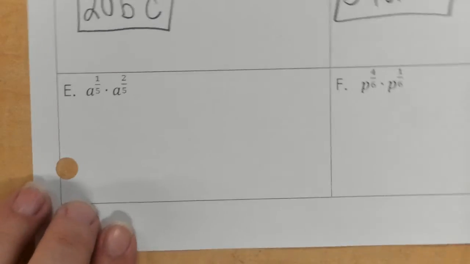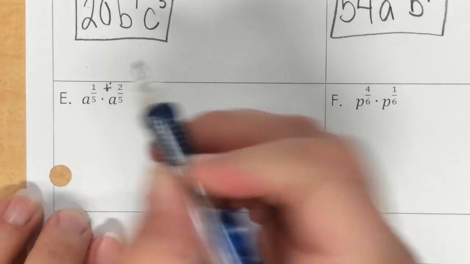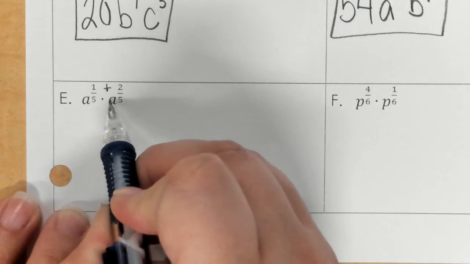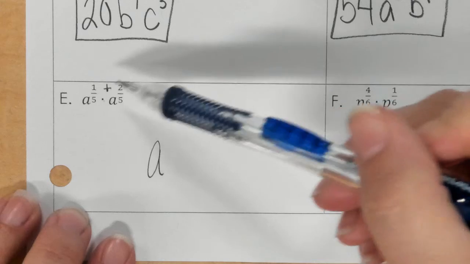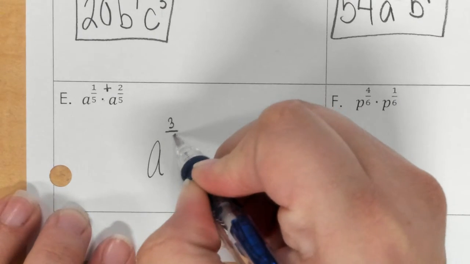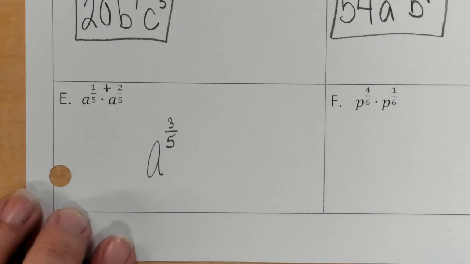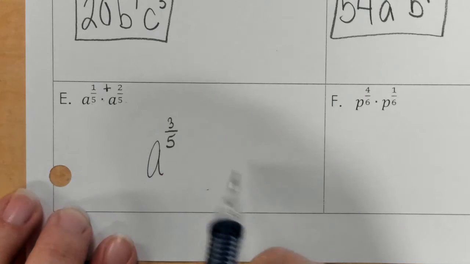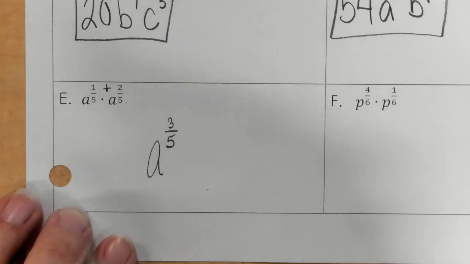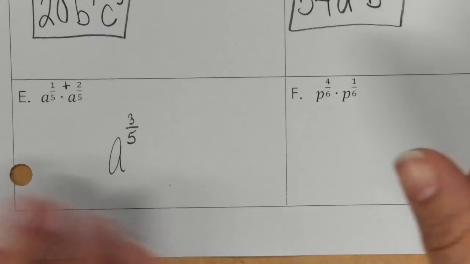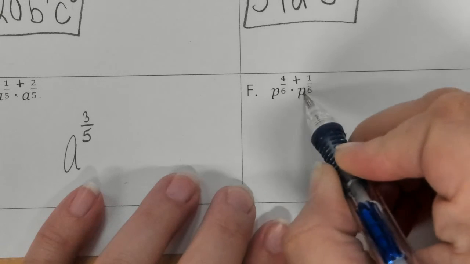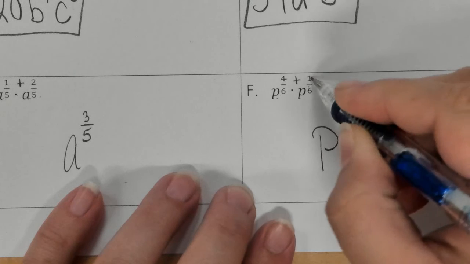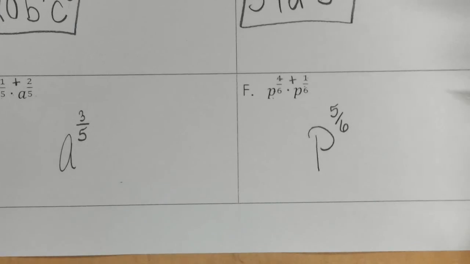Okay, down here in E, again, we're going to add because we have the same base being multiplied. So A, 1/5 plus 2/5 is 3/5. Remember, when you're adding or subtracting fractions, your common denominator just stays that number. So I don't change anything, I just change the numerator or the top number only. Here I have 4/6 plus 1/6 with a common base of p. So 4 plus 1 is 5/6.